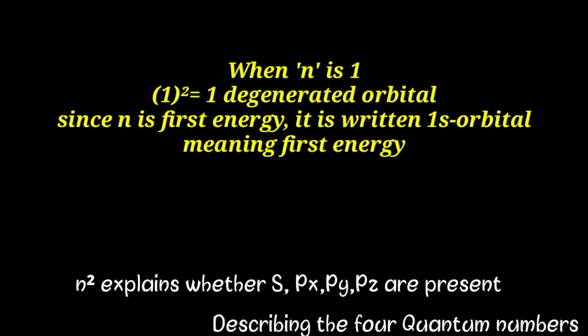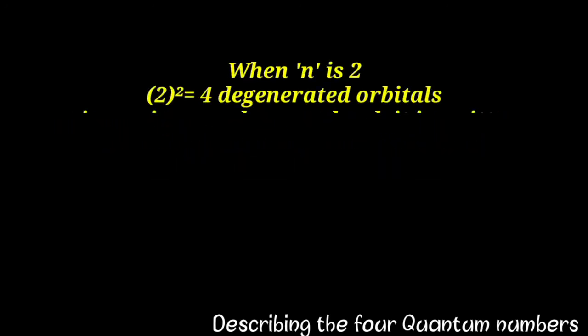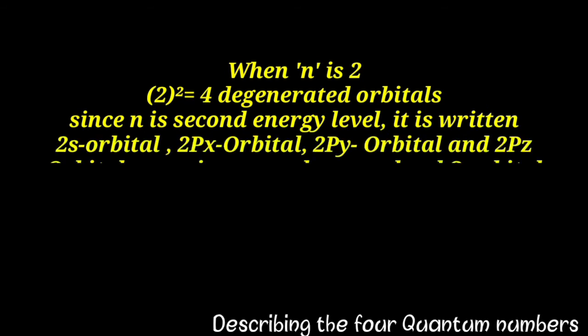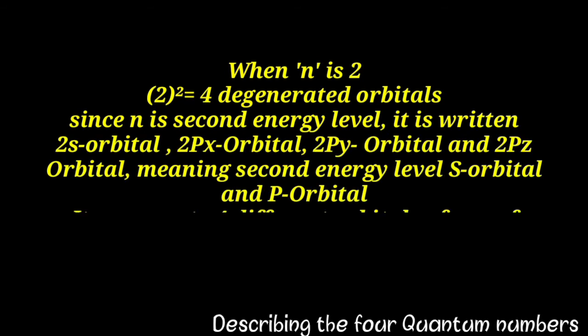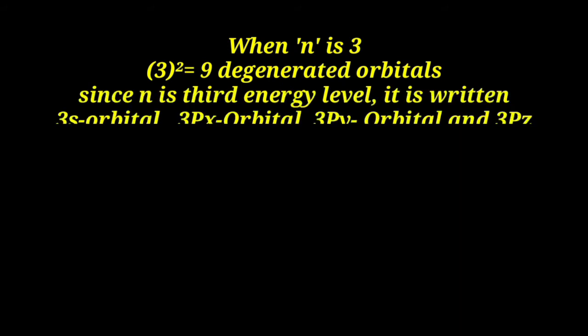Therefore, we are going to have only one degenerate orbital, and this is what we call the s orbital. If we have n equal to 2, 2 raised to the power of 2 gives 4. There are 4 degenerate orbitals, which are 1 s orbital, 1 px orbital, 1 py orbital, and 1 pz orbital. If we go on with n equal to 3, we will have 3 raised to power 2, which will give us 9.